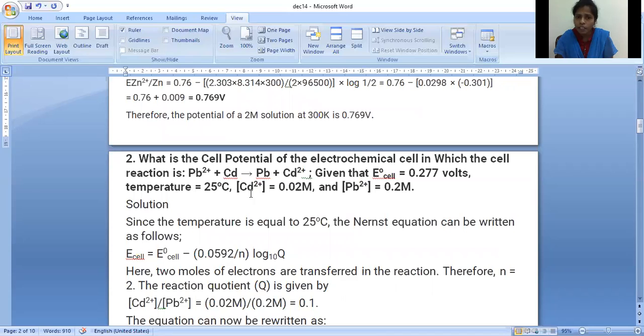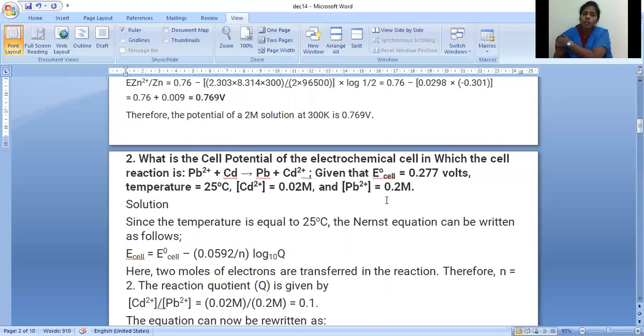What is the cell potential of the electrochemical cell in which the cell reaction is given? See, they have given the complete cell reaction. You know how to write the complete cell reaction by adding the anodic reaction and cathodic reaction. We will get: Pb plus 2 plus Cd giving rise to Pb plus Cd plus 2. Given that E naught cell is 0.277 volts, temperature is 25 degrees centigrade, Cd plus 2 concentration is 0.02 M, and Pb plus 2 concentration is 0.2 M.